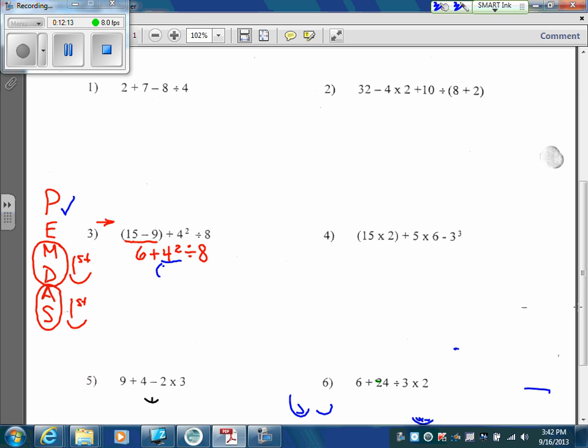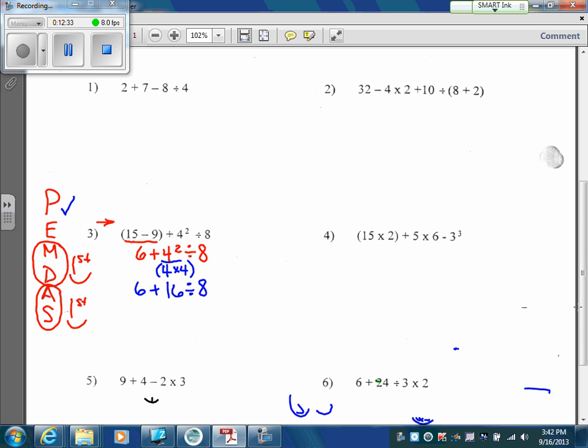Remember, the base is what you see. Squared is how many times you see it. That is not 4 times 2. Be careful. Lots of mistakes are being made. 4 times 4 is 16. Then bring down everything else you have not used.